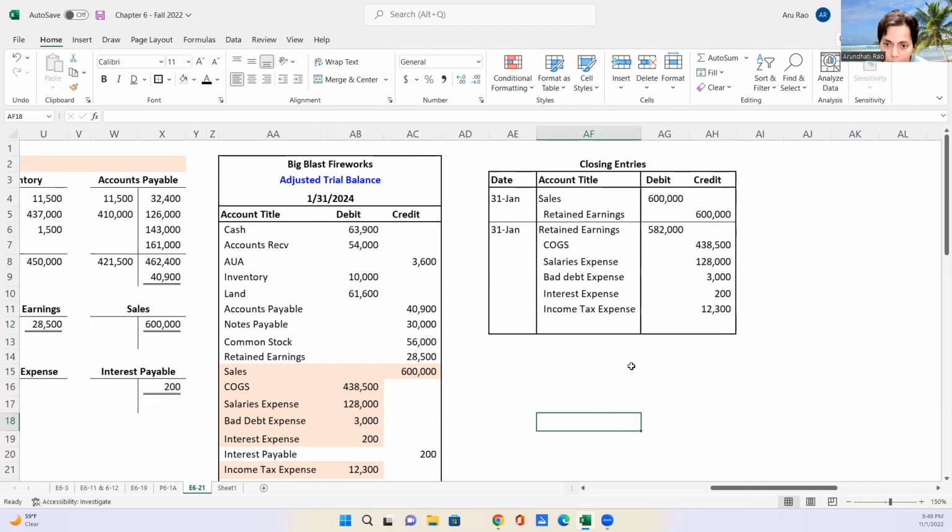Okay, so at this point of time, we are done with the accounting cycle. We skip the step of preparing those financial statements. It is required for the exercise, but that is a separate video that I will put out. Okay, so this is our homework assignment, and hopefully this is going to be very easy now that you have gone through it with me over here.